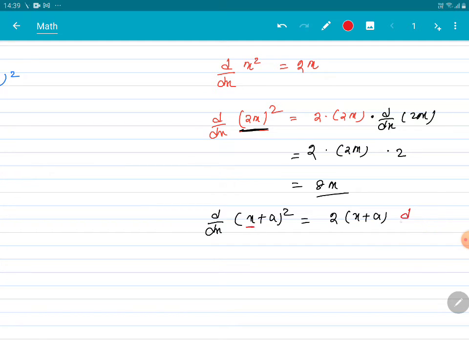Again, you have to write d by dx of (x plus a). So, 2 times (x plus a), the derivative of x is 1, plus the derivative of a, which is 0. What is the answer? 2 into (x plus a). Done.